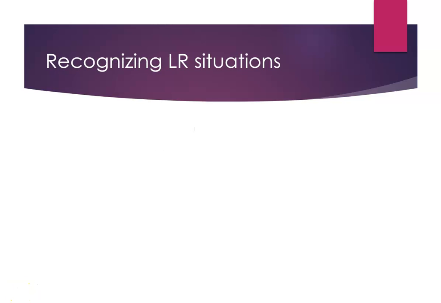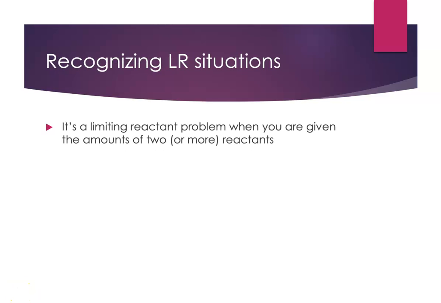So how do you know it's a limiting reactant situation? Well, the easiest way to tell this when you're doing a problem set is that you're given the amounts of 2 or more starting materials. You have initial masses of both reactants or all the reactants in the reaction. And that's your clue that it's a limiting reagent situation. In fact, it might be your only clue.